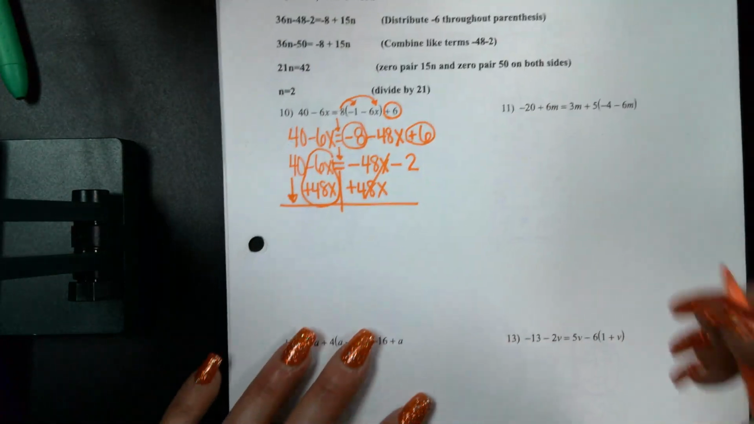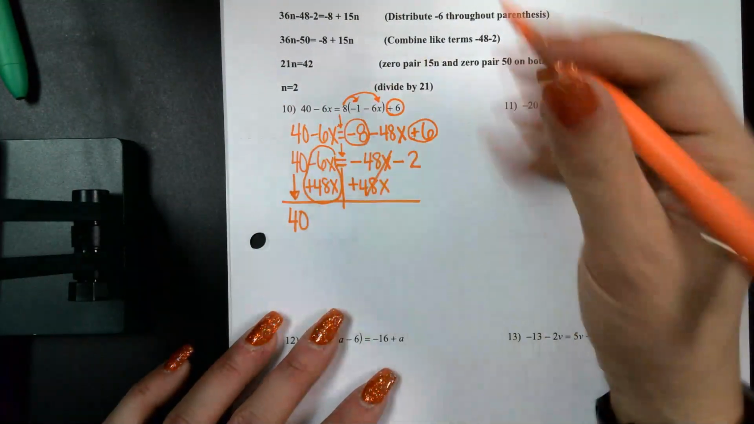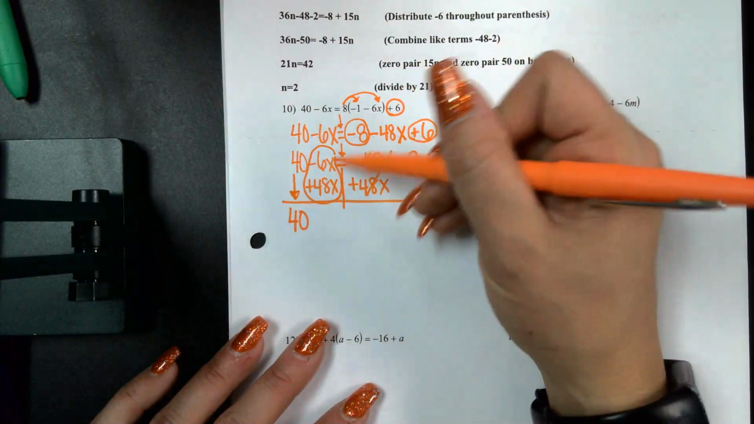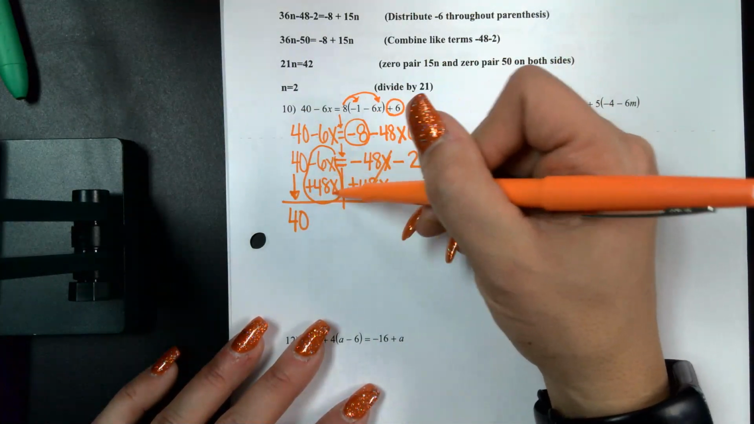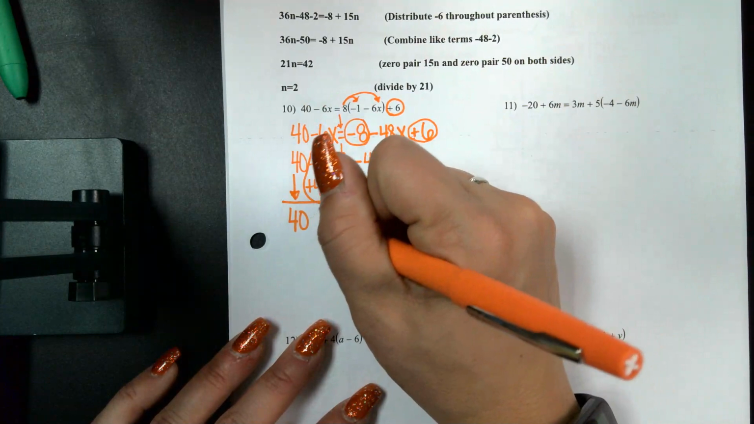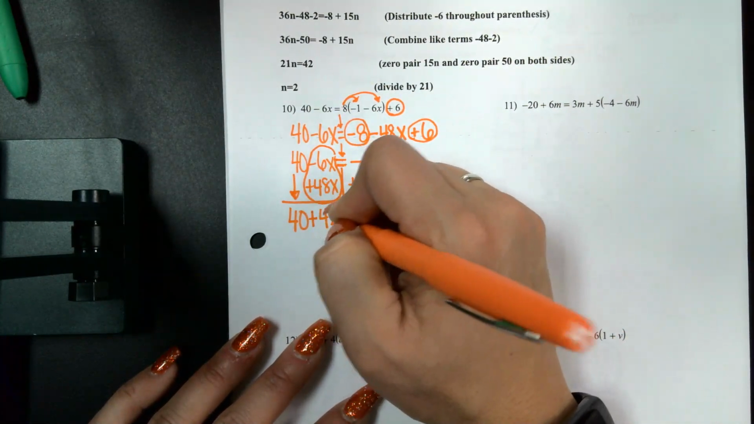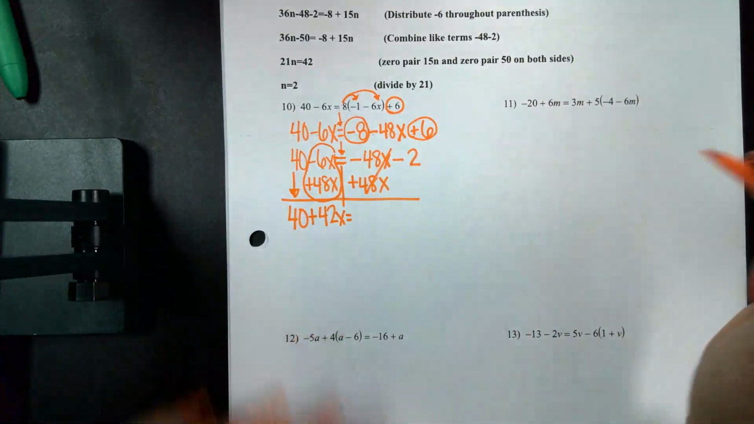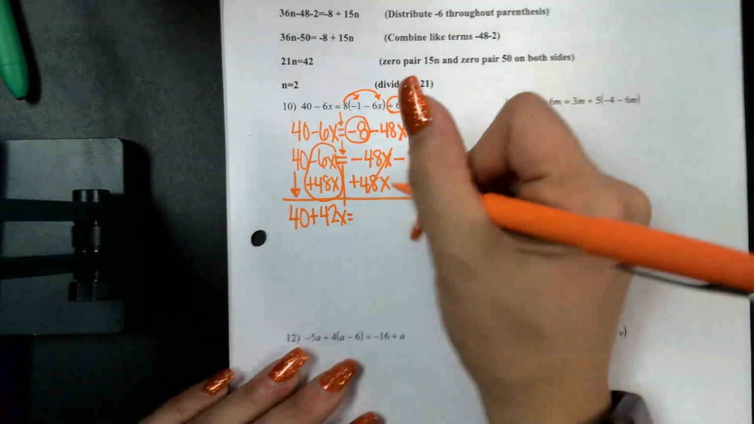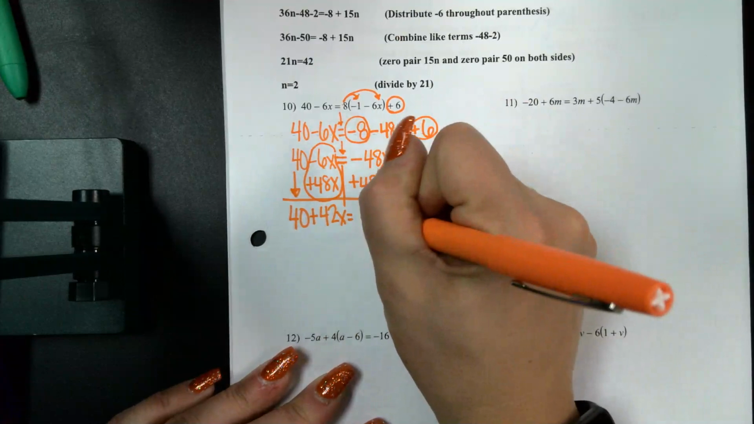So I would just bring this 40 straight down. And then this is what you would want to type into the calculator. -6 plus 48. You should say 42. Positive 42x. And then on the right side, all we have left is the -2.